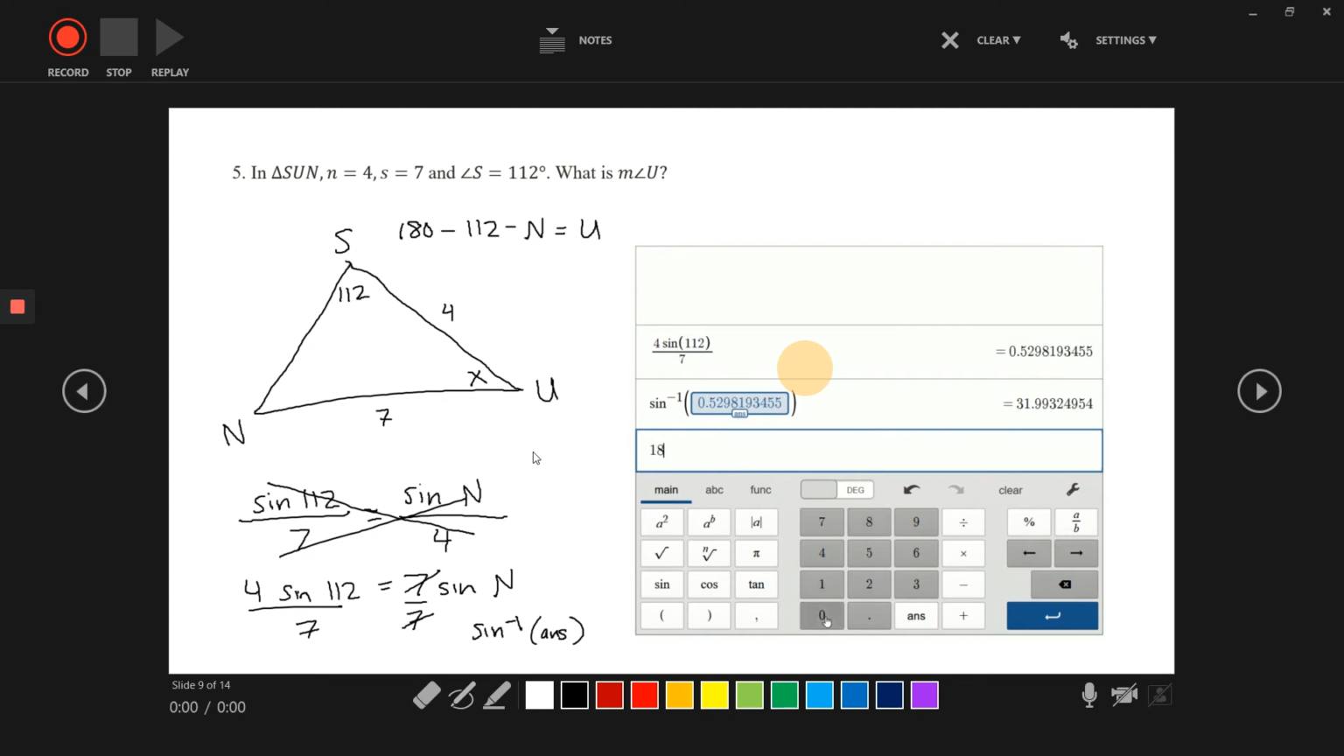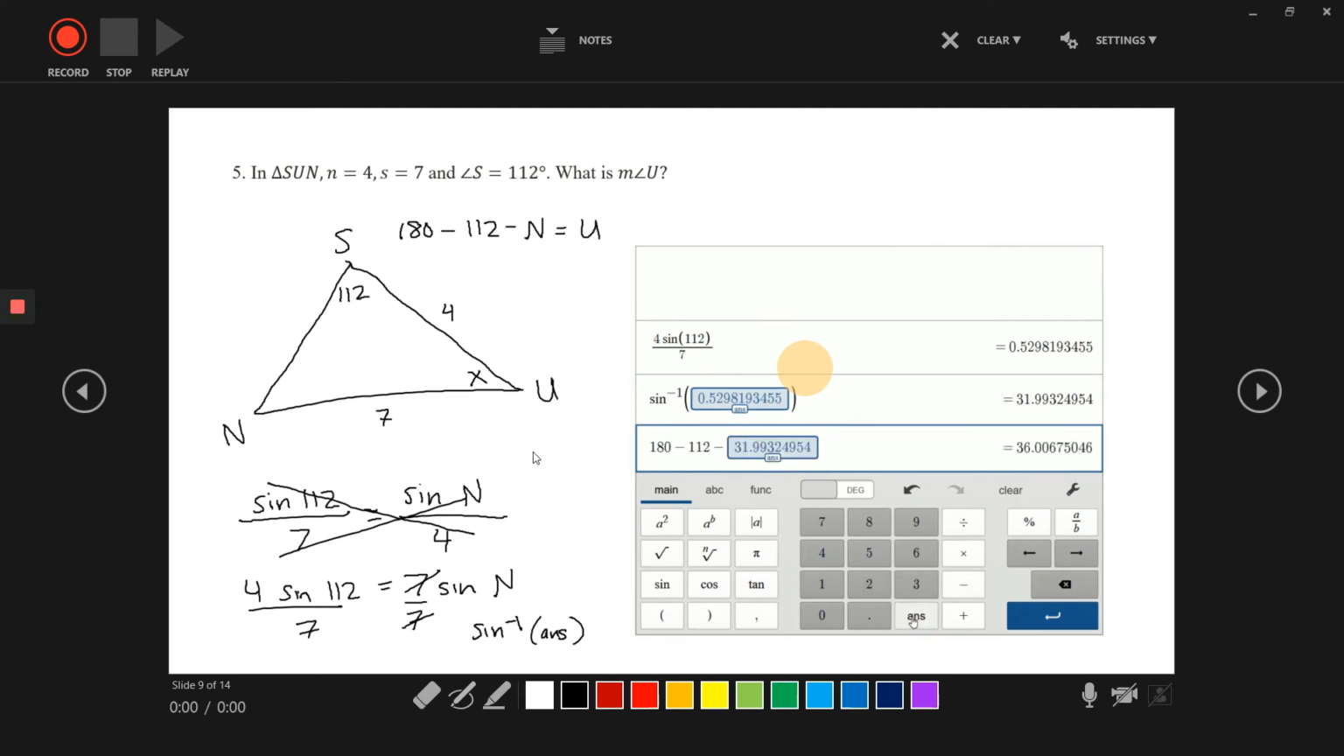right? So that gave us angle N, but we need angle U, so we're going to use the fact that all three angles add to 180 and subtract off our 112, and now subtract off, just pop in the answer. All right, so angle U is 36.0. Okay.